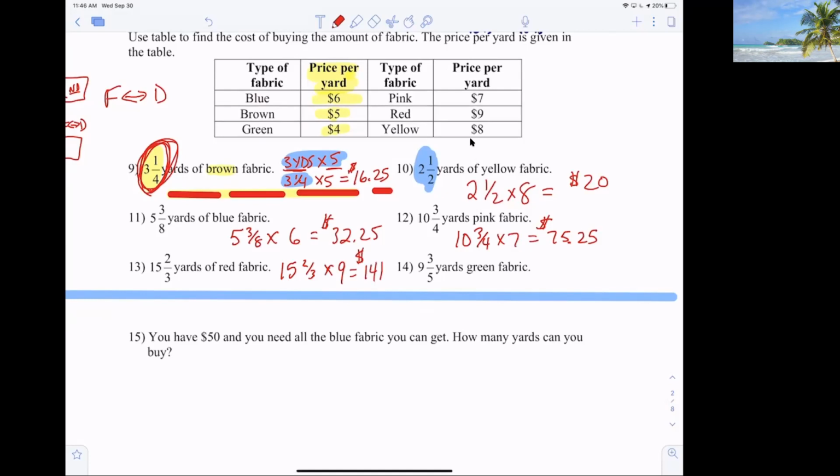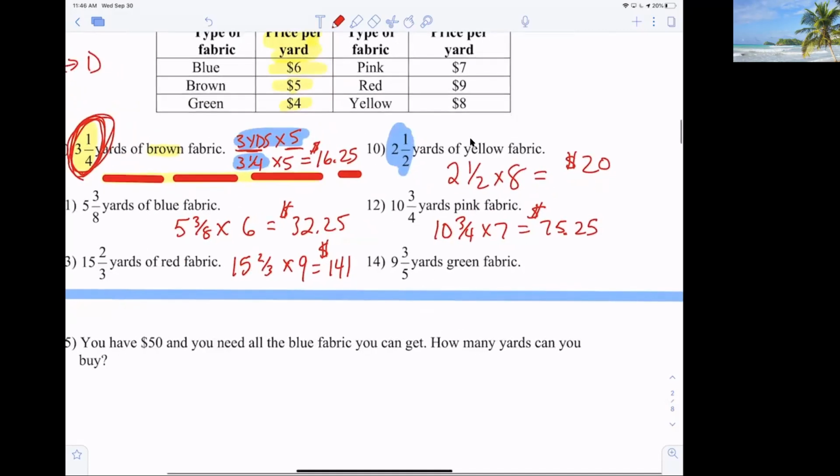All right. And last one, 14. 9, 36 times 4. And 38. So how would I say that? $38. Yeah, $38 and what? 4 cents. Not 4. 40. Yes. $38.40.